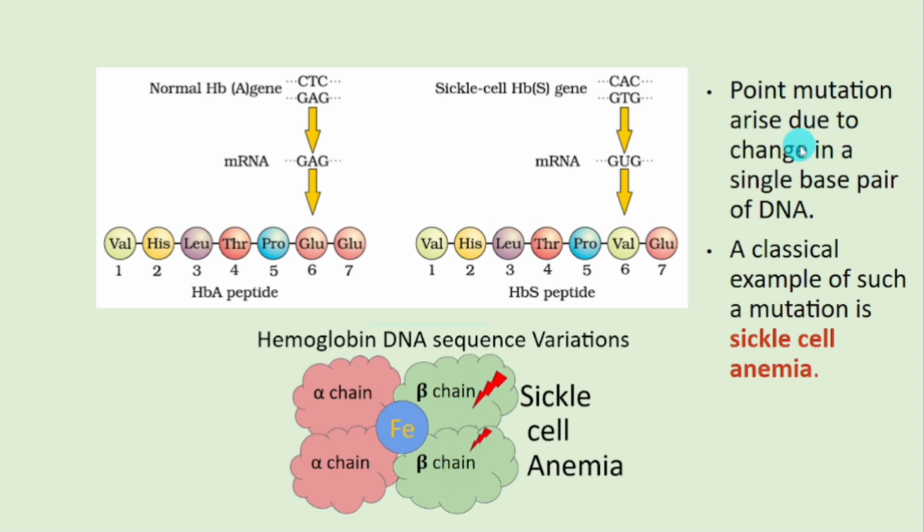So point mutation arises due to change in single base pair of DNA. The classical example is sickle cell anemia. So what you have to remember is the glutamic acid at position number 6 is replaced by valine, and this is the mutation. GAG changes to GTG in the coding strand, and this code is for the beta chain of hemoglobin. Remember one thing, hemoglobin has 4 polypeptides, 2 alpha chains and 2 beta chains. So it is the beta chain which is affected in sickle cell anemia.